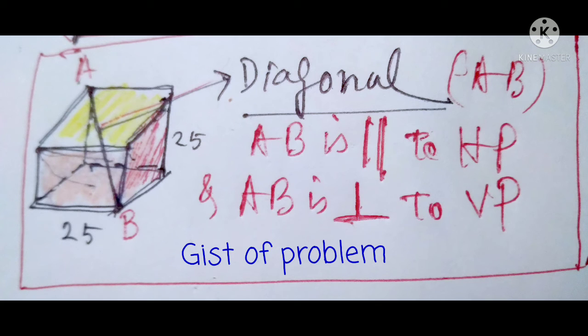Gist of the problem: a cube whose one side is 25 mm and AB is a diagonal. This diagonal AB is parallel to the horizontal plane and it is perpendicular to the vertical plane.